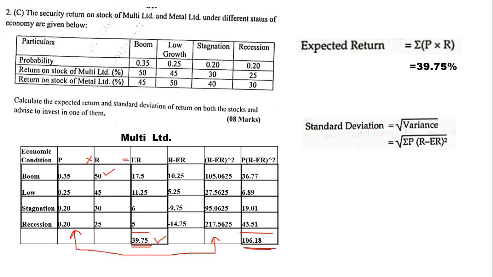Now the standard deviation formula is the root of variance, that is the root of sigma P into R minus ER the whole square, that is the root of 106.18. The square root of 106.18 is nothing but 10.3. So our expected return is 39.75 and the standard deviation is 10.3 for Multi Limited. Okay, I hope everyone has got this. I can go through it once and then we'll jump to the second part of the sum where we have to find the same 3 things for Metal Limited.